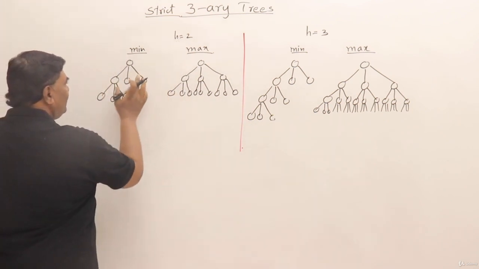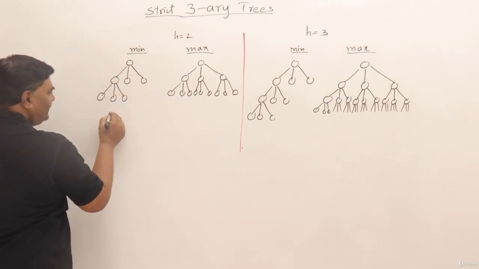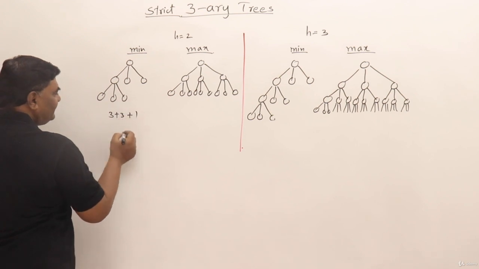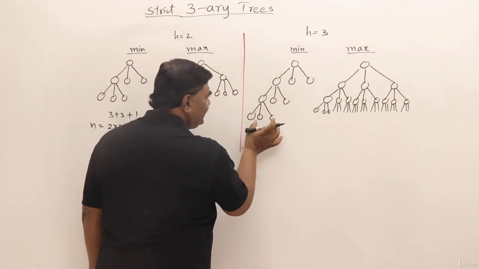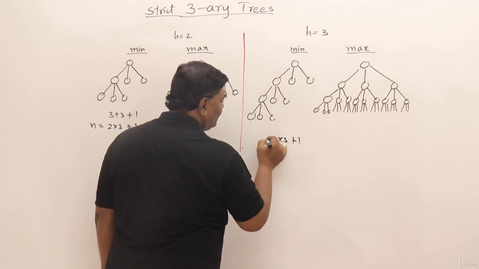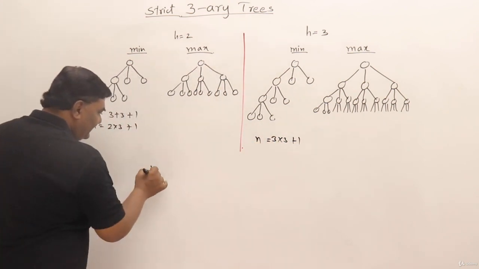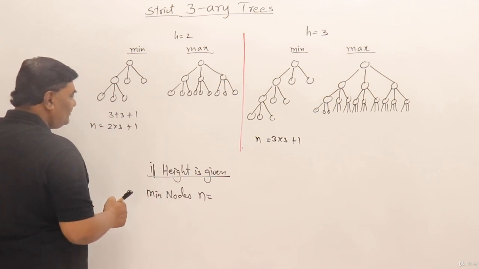See, height is 2 means how many nodes are there? 3 plus 3 plus 1. It's nothing but 2 into 3 plus 1, right? Number of nodes. Then here when it is minimum, 3 plus 3 plus 3, so this is 3 into 3 plus 1 number of nodes. So it means if height is given, then how many minimum nodes are there?